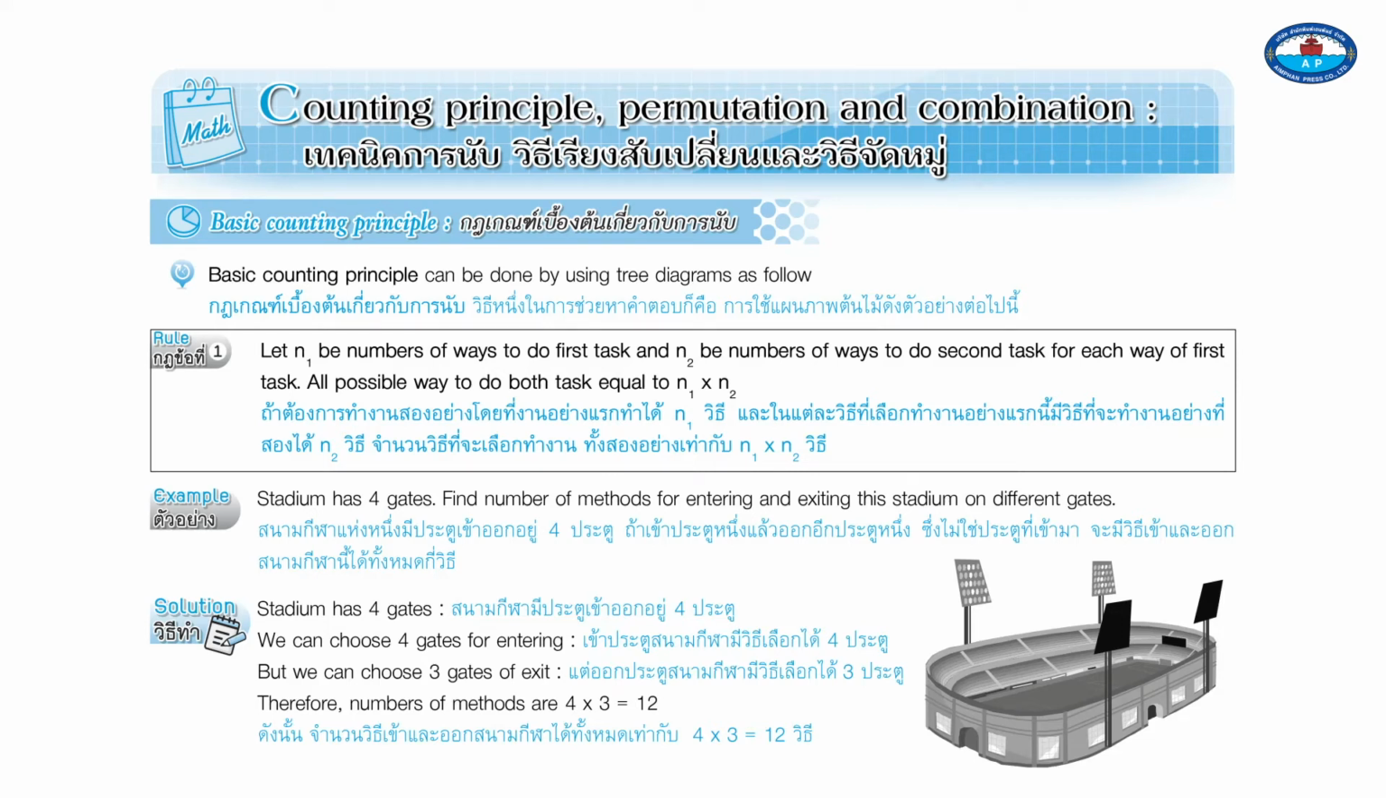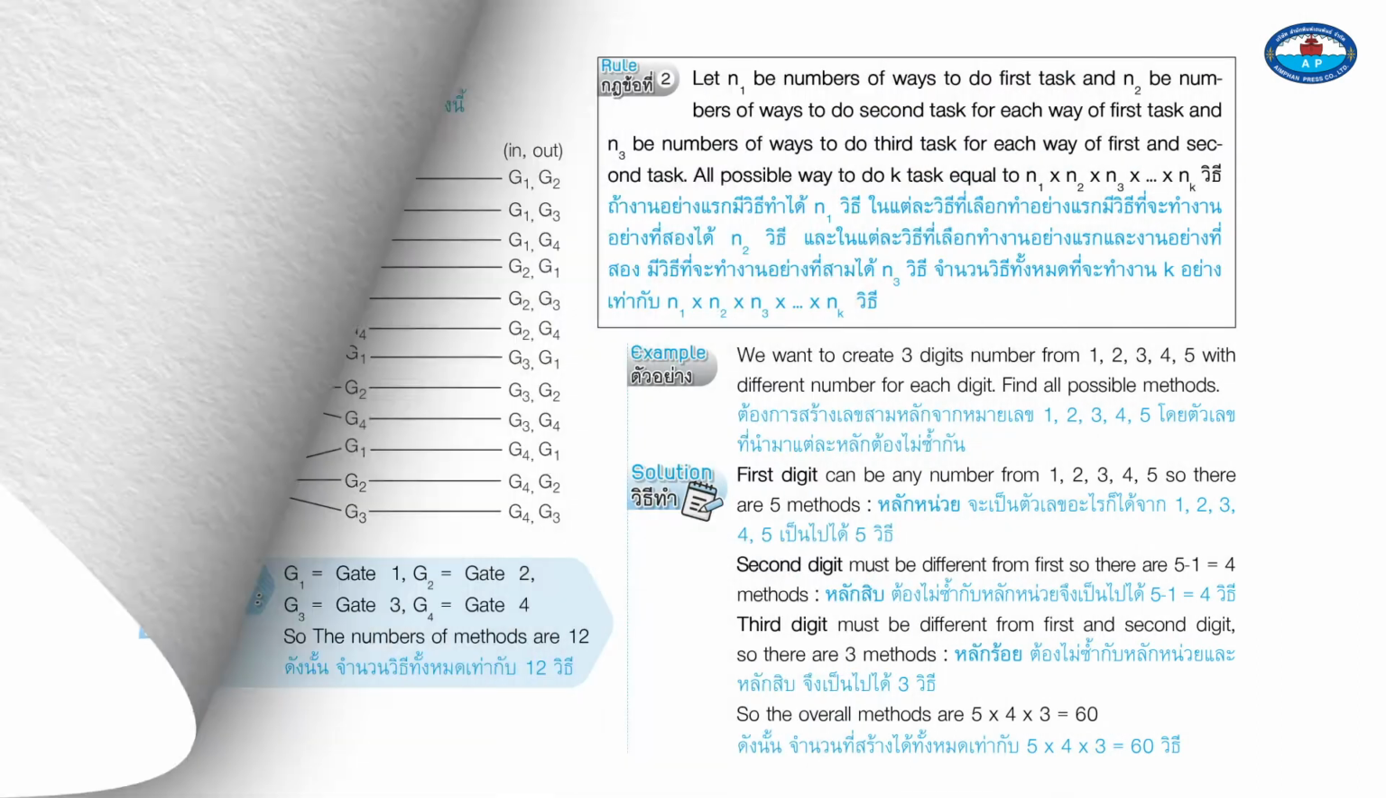Counting principle, permutation, and combination. Basic counting principle. Basic counting principle can be done by using tree diagrams as follows. Rule 1. Let n1 be the number of ways to do the first task, and n2 be the number of ways to do the second task. For each way of the first task, all possible ways to do both tasks equals n1 times n2.